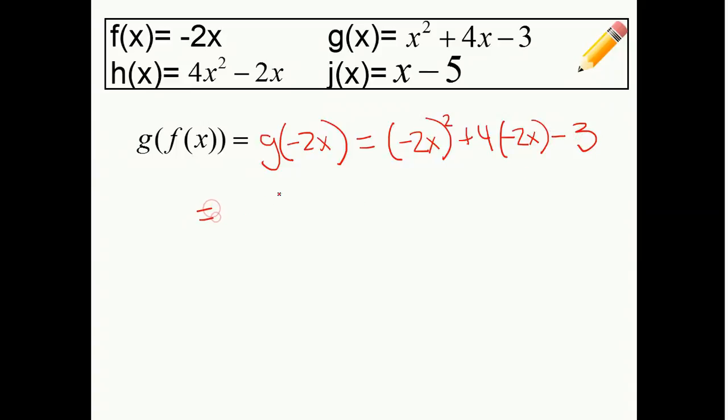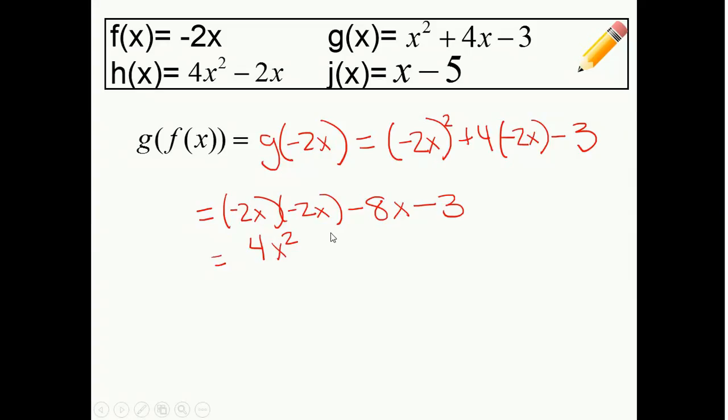So now, let's figure out what this is. Negative 2x squared. Well, that's negative 2x times negative 2x, right? Which is negative 2 times negative 2, that's 4, and then I have x squared, so that's 4x squared. So I would have 4x squared, 4 times negative 2x, well, that's just negative 8x. And then I just have that minus 3 kind of tagging along for the ride. So I'm going to have 4x squared minus 8x minus 3 for my final answer.